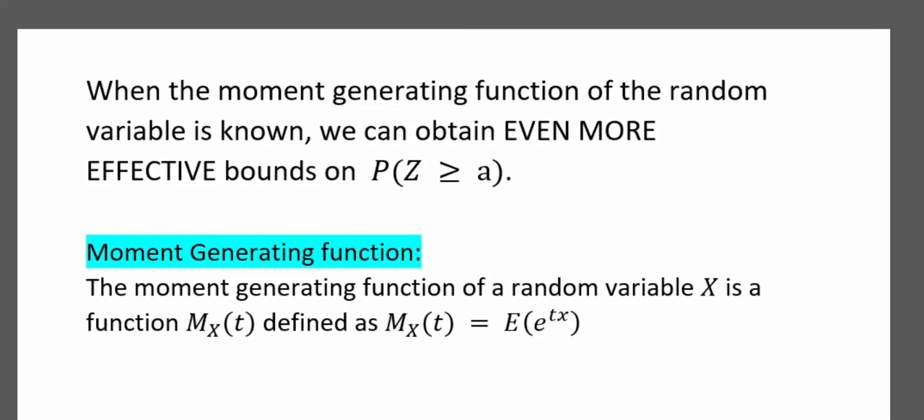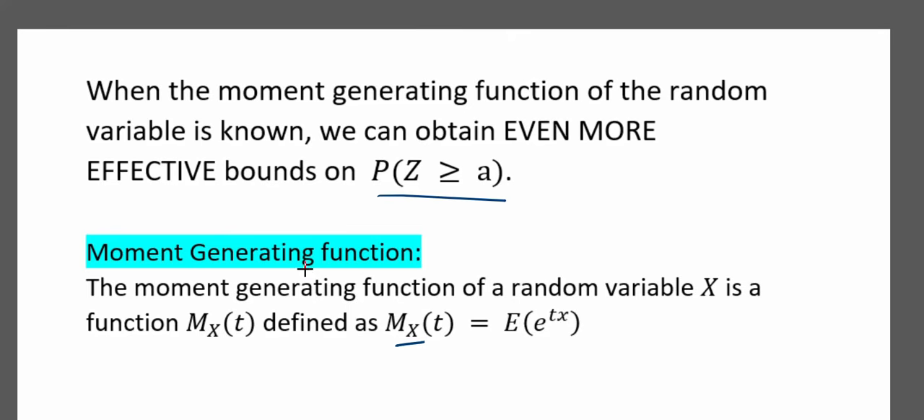When the moment generating function of the random variable is known, we can obtain even more effective bounds on the probability we want to estimate, namely Z greater than or equal to a. So what is meant by a moment generating function? A moment generating function of a random variable X, denoted by M_X(t), is the expected value of the exponential power of tX. We define MGF M_X(t) as the expected value of e to the power of tX.